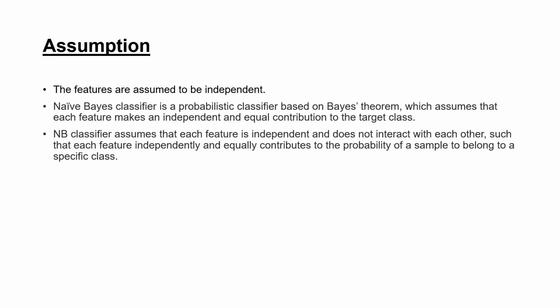The naive-Bayes classifier is a probabilistic classifier based on Bayes' theorem, which assumes that each feature makes an independent and equal contribution to the target class. It assumes that each feature is independent and does not interact with each other, such that each feature independently and equally contributes to the probability of a sample belonging to a specific class. So the main key takeaway is that the naive-Bayes classifier assumes the features to be independent.